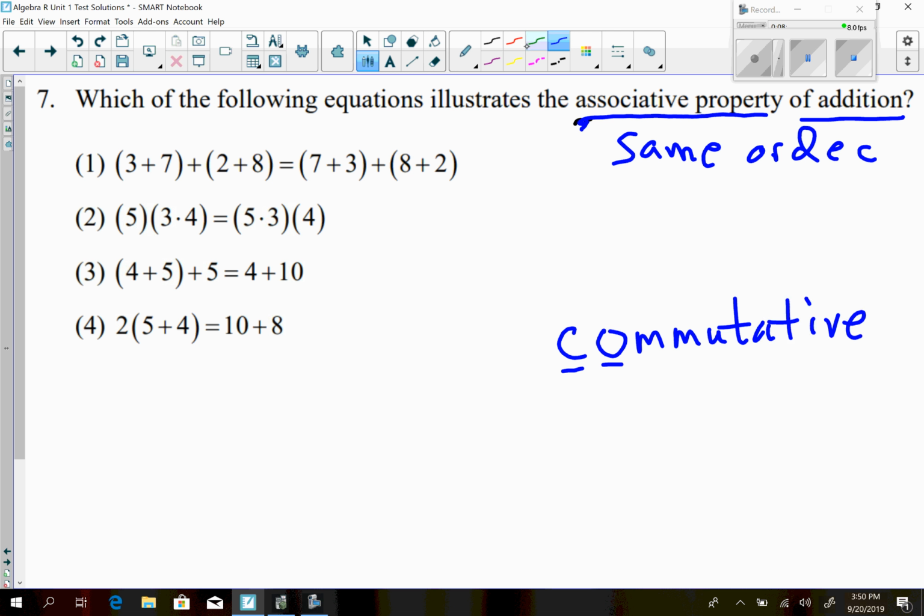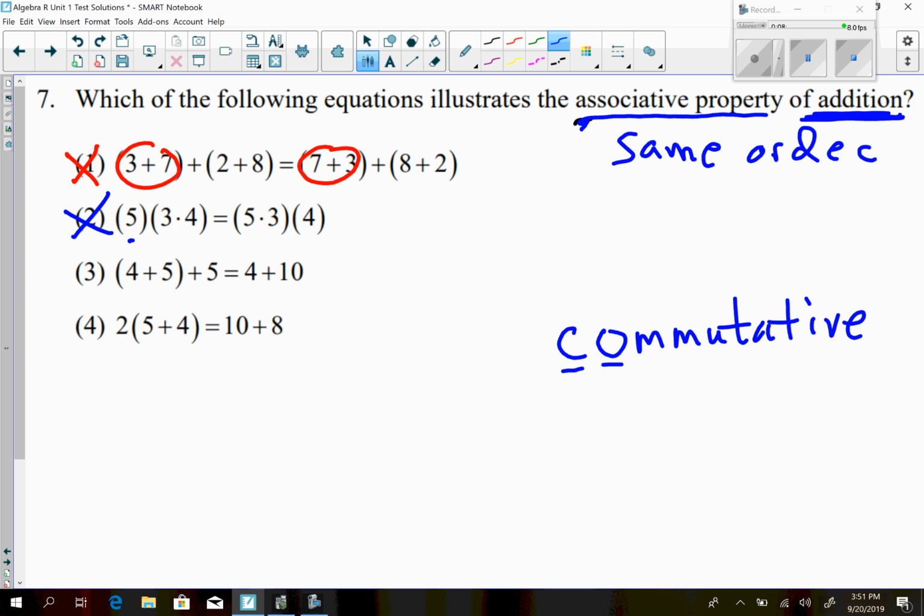In choice 1, 3 plus 7 change the order to 7 plus 3. That's the commutative property. Change the order. This is not the associative property. Associative order is the same, and the order is the same here. 5, 3, 4, same order, 5, 3, 4. But this is the associative property of multiplication. All of these numbers are multiplied. This is not the associative property of addition.